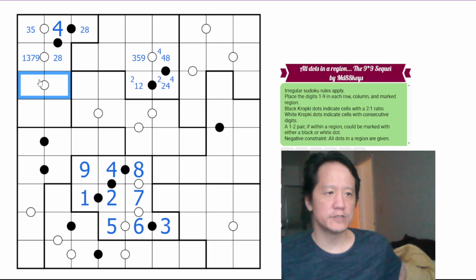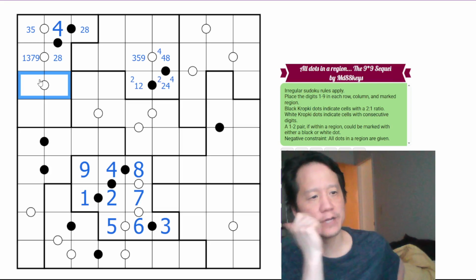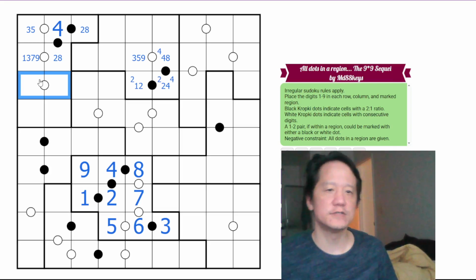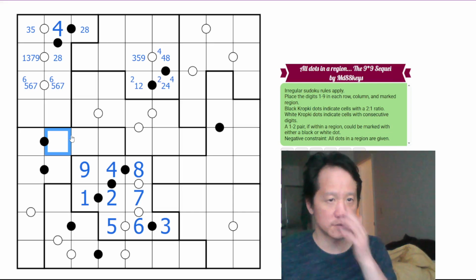These digits are consecutive, and they cannot contain 2, 4, or 8. So it cannot be 1, 2, cannot be 2, 3, cannot be 3, 4, cannot be 4, 5. It could be 5, 6, or 6, 7. Cannot be 7, 8, and cannot be 8, 9. Okay, so we know one of these is a 6. That's all we know there.